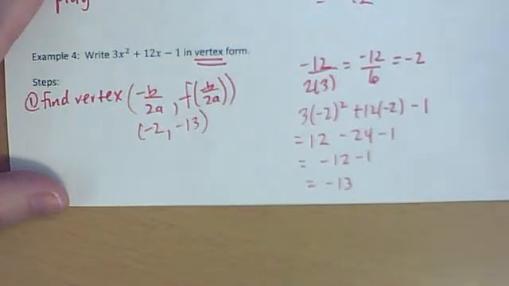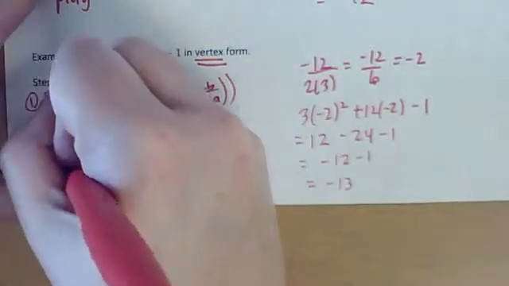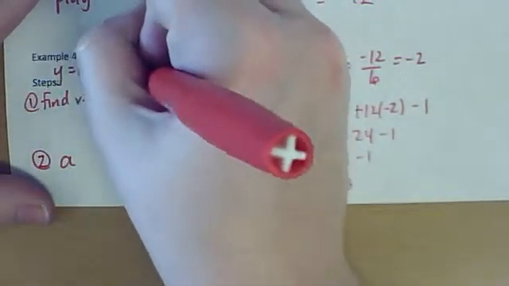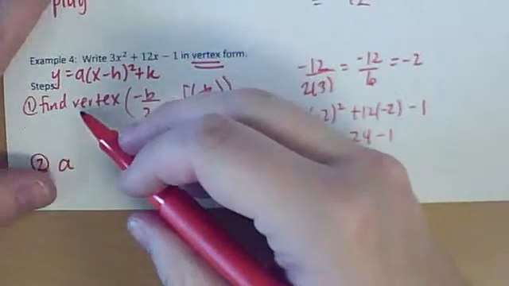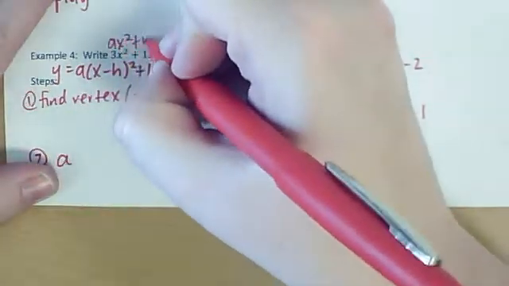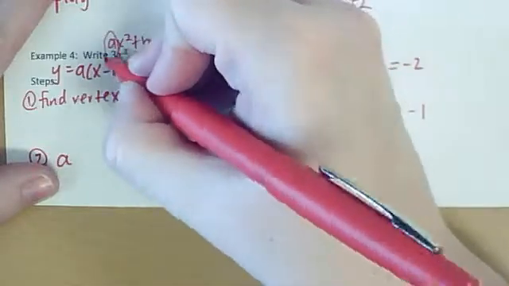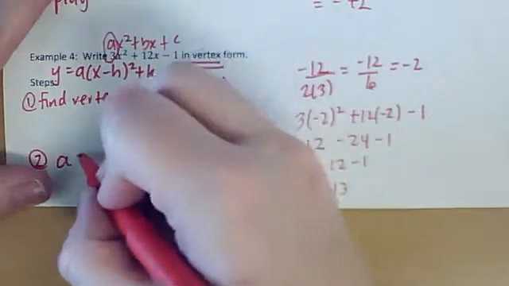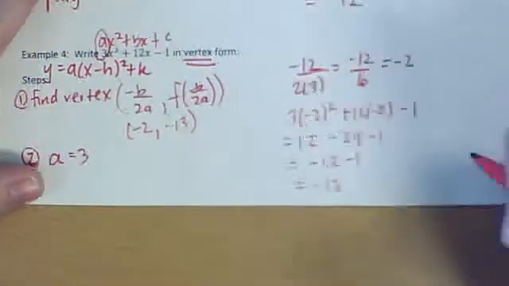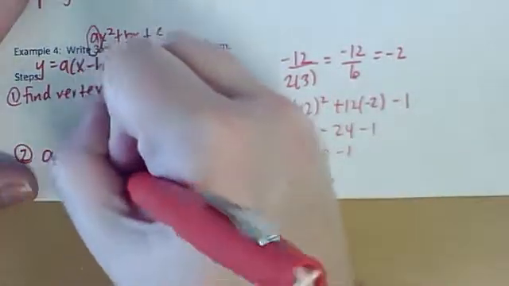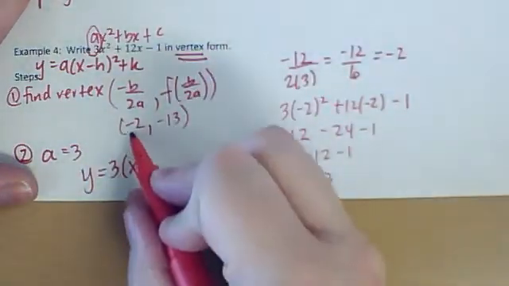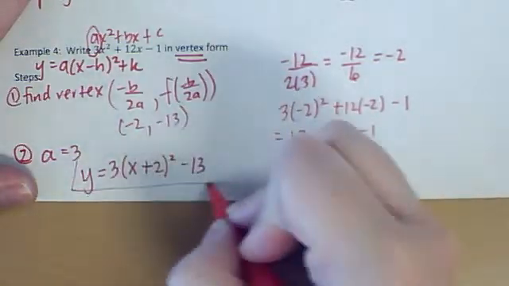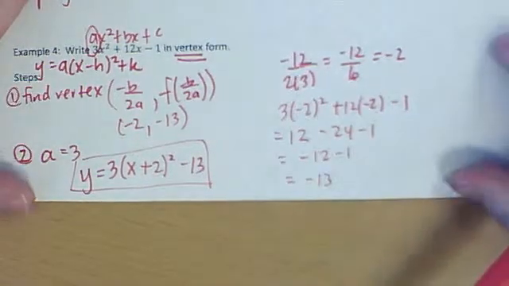Now, the other thing that I need is the a. So here's our vertex form again, and I need that a value. Well, if you remember, this is ax squared plus bx plus c, so these a's are the same as this a. So in here, a is 3, so again, my a will be 3. So when we take that a is 3, we'll plug everything in. So 3 times x minus the -2 would be plus 2, squared, minus 13. So there's our equation in vertex form.